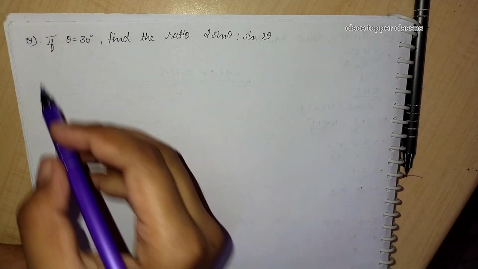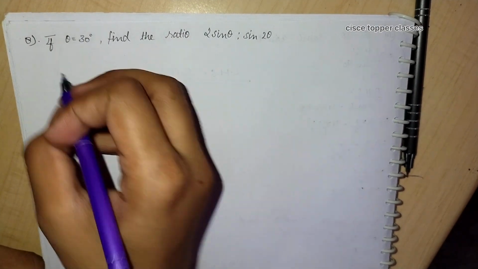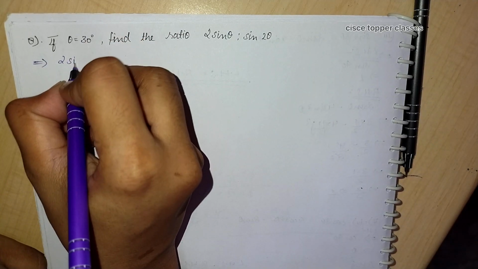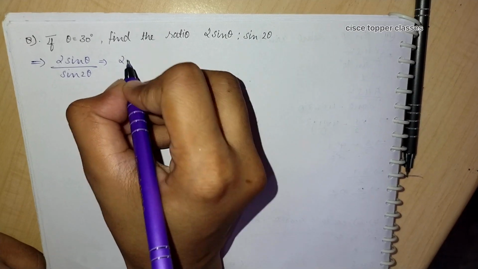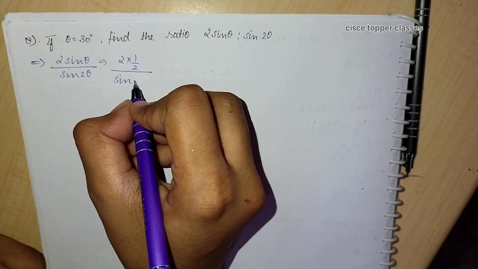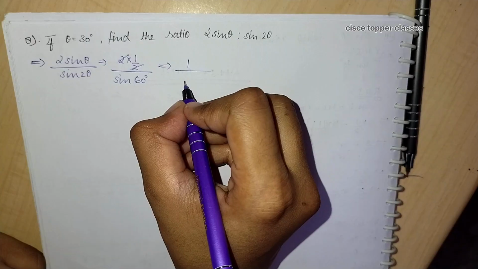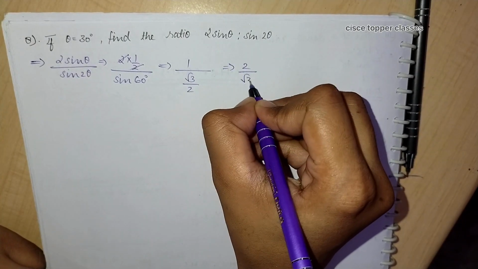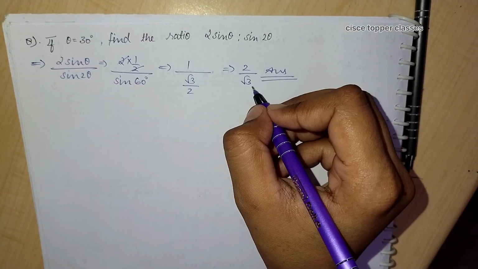In this 7th fourth part. Solve your question number 8. If theta is 30 degrees, then find the ratio of 2 sin theta divided by sin 2 theta. So if theta is 30 degrees, we can write 2 sin theta divided by sin 2 theta as 2 into sin 30 degrees, which is 1 by 2, divided by sin 2 theta, which is sin 60 degrees. So we can put the values here. Again, this will be cancelled out, means 1, and sin 60 will be root 3 by 2. So we can write 2 by root 3 as the answer of the 8th question here. This is the ratio, 2 by root 3.